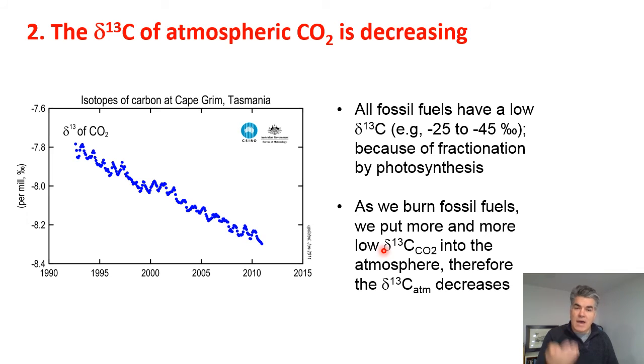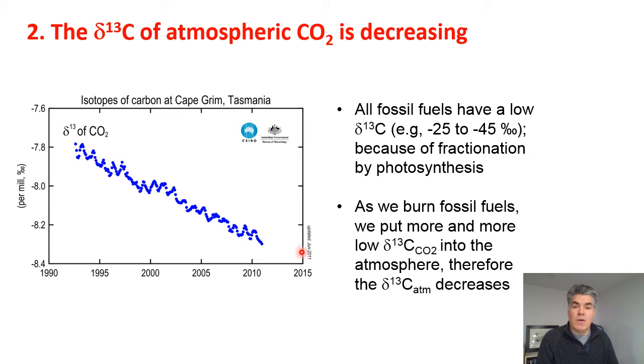And the more we do that, the more lighter carbon dioxide we put into the atmosphere, and the effect of that is this slight decrease in the atmospheric CO2 isotopic composition, or the delta C13 of the CO2 in the atmosphere. So it's like we have this unique isotopic fingerprint that's related to fossil fuels, and we can see that fingerprint slowly being recorded in the atmosphere over time.